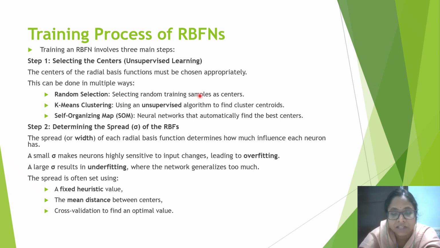Selecting the random training samples as the centers. K-means clustering: K-means clustering algorithms use an unsupervised algorithm to find the cluster centroids. The next one is the SOM, self-organizing map, the neural networks that automatically find the best centers. So there are multiple ways available to select the neuron centers.